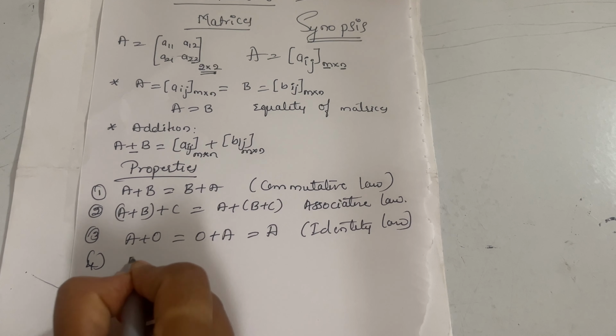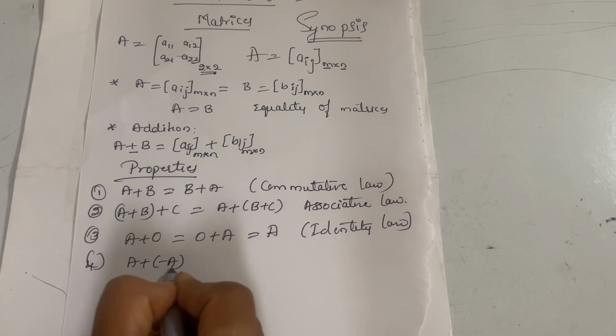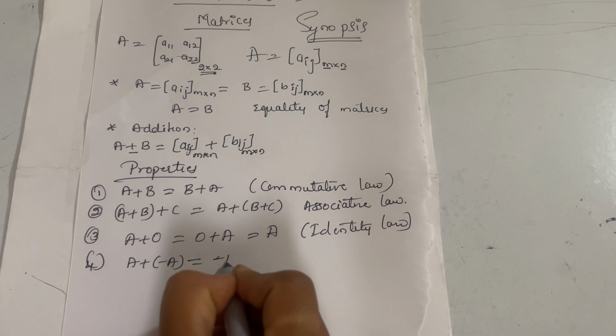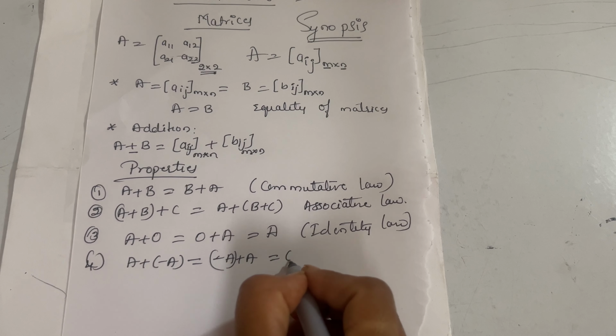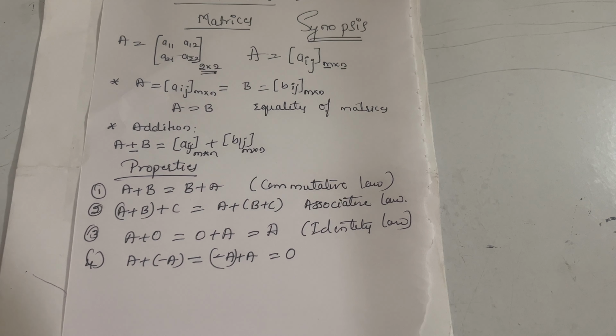Then next comes A plus (minus A) is equal to (minus A) plus A, which will always give you the zero matrix.